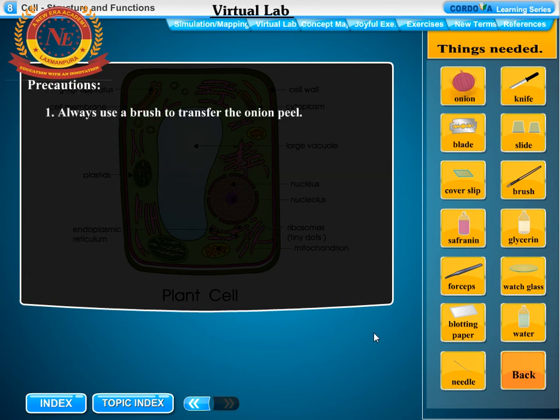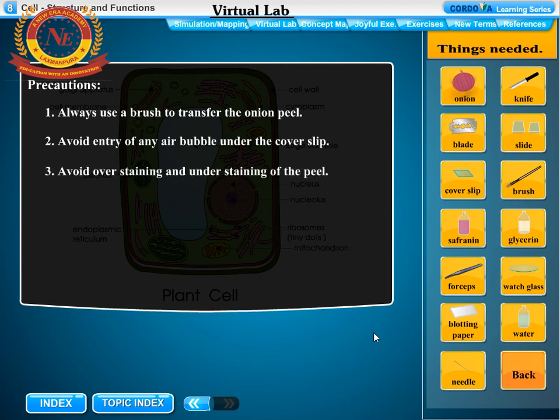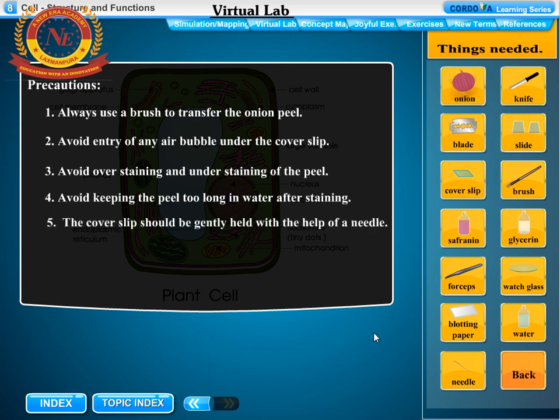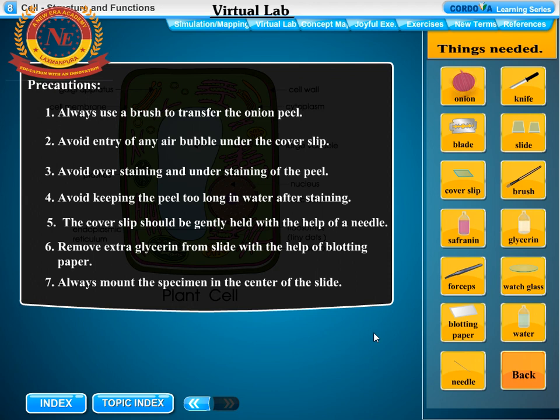Precautions. 1. Always use a brush to transfer the onion peel. 2. Avoid entry of any air bubble under the cover slip. 3. Avoid overstaining and understaining of the peel. 4. Avoid keeping the peel too long in water after staining. 5. The cover slip should be gently held with the help of a needle. 6. Remove extra glycerin from the slide with the help of a blotting paper. 7. Always mount the specimen in the center of the slide.